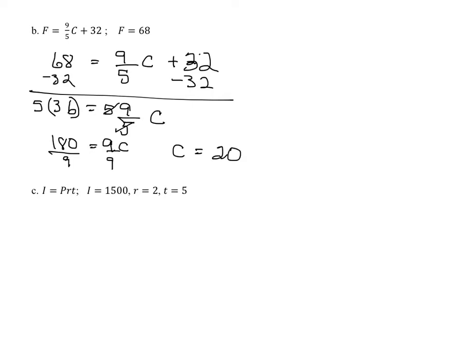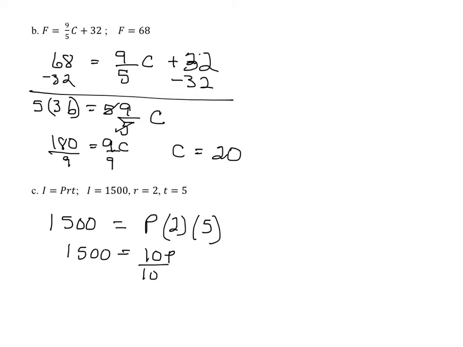Next, I is equal to PRT, which we saw in the last word problem or a couple word problem applications ago. So we're going to put in 1500 for I. P we don't know. R is 2. T is 5. So 10P is equal to 1500. Divide by 10. P is equal to 150. This would not be a proper interest problem. The interest rate is 200%, which is out of control.